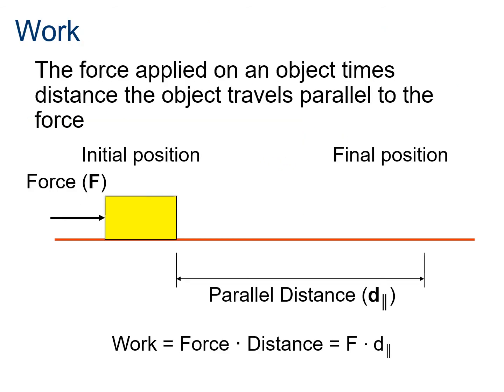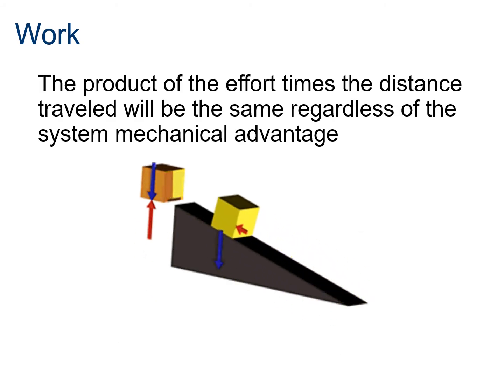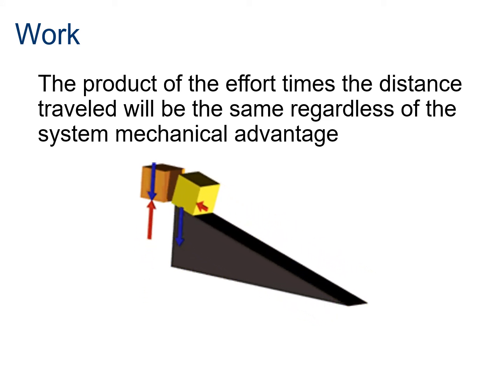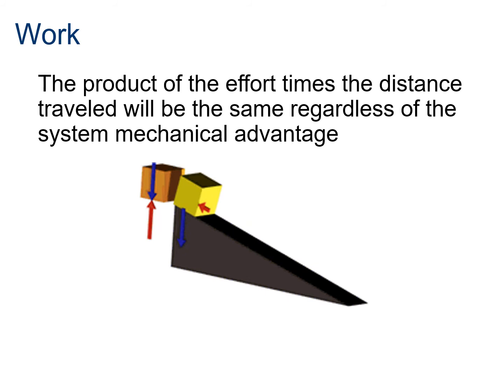Let's take a look at the idea of work. Work is the force applied on an object times the distance the object travels parallel to the force. Notice the 2 little lines beside the D. That just is showing you that the force and distance have to be parallel to each other. The thing with simple machines and work is that the product of the effort times the distance will always be the same regardless of the system's mechanical advantage. So even though you're putting in less force, the fact that you're traveling a longer distance, you'll end up performing the same amount of work.